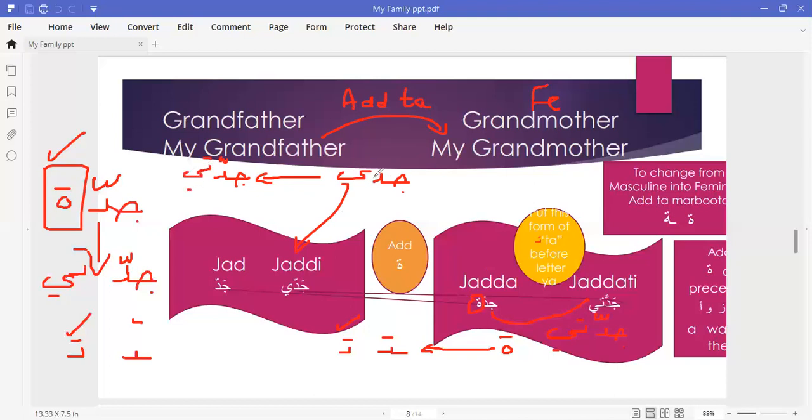Okay, so to change it from my grandfather to my grandmother, all you have to do is add ta. From masculine into feminine, at the end you should add ta marbuta. But in general, if you want to change from masculine into feminine, you just add ta. Here, where did I add ta? I add ta before the letter ya. This form that is in the middle. We have the ta that has two forms in the middle. So here, grandfather into grandmother, I add ta marbuta. My grandfather into my grandmother, I add this form of ta in the middle.